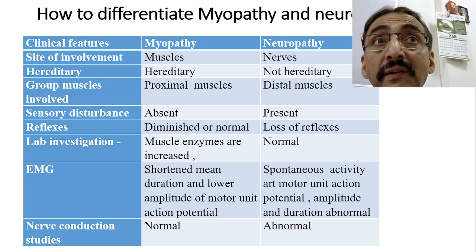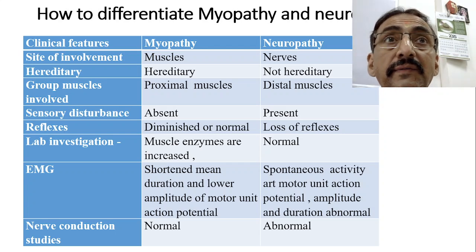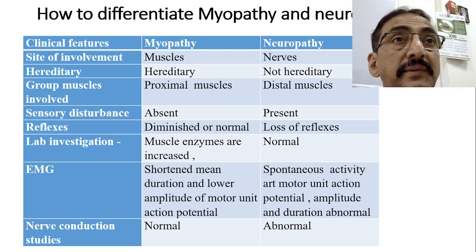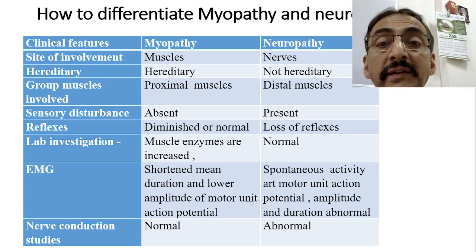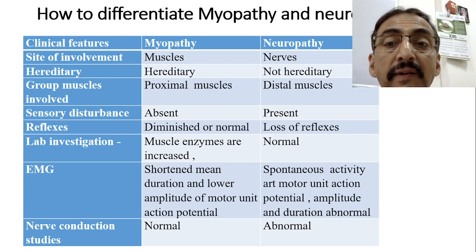Whereas if the nerve gets affected, reflex activities get affected. It may be the knee jerk or the biceps jerk, whatever. They get affected. There will be loss of reflexes.